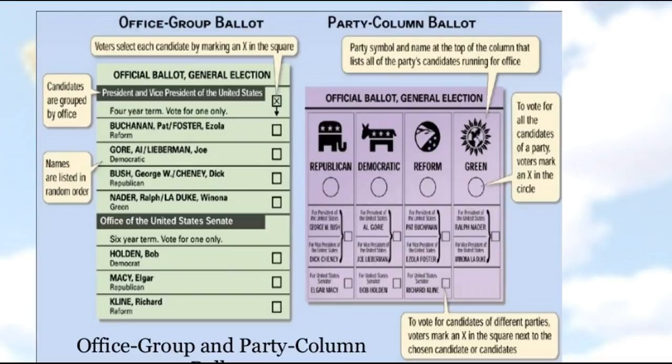Professional politicians tend to favor the party column ballot. It encourages straight ticket voting, especially if the party has a strong candidate at the head of the ticket. Most students of the political process favor the office group form because it encourages voter judgment and split ticket voting.